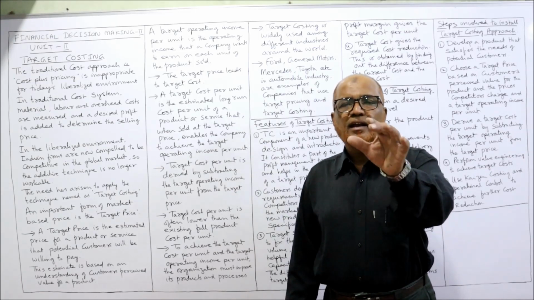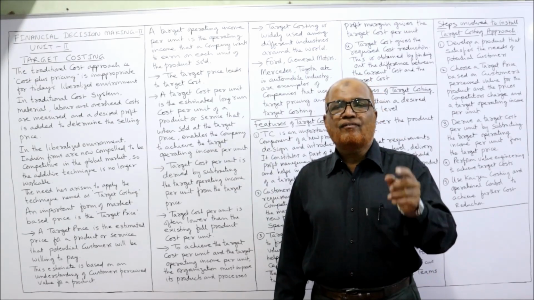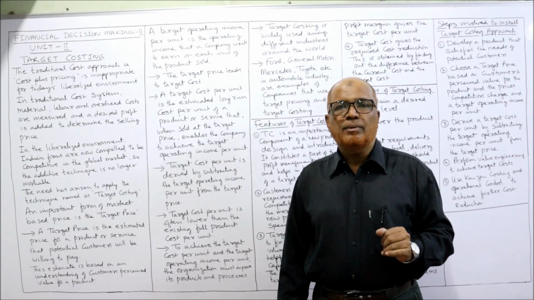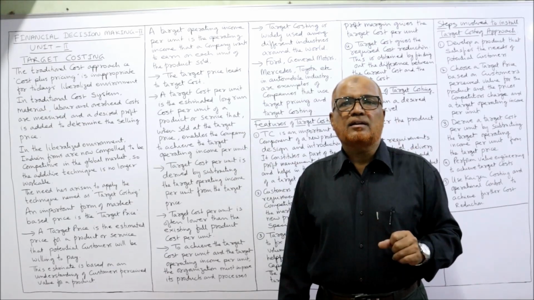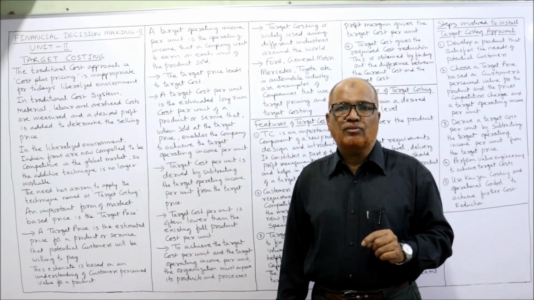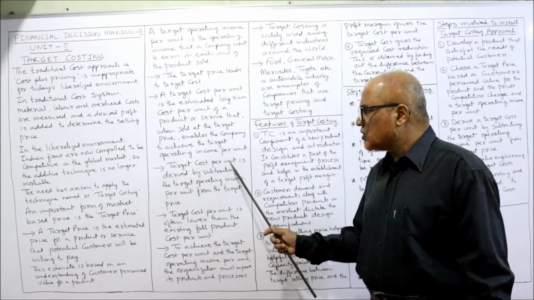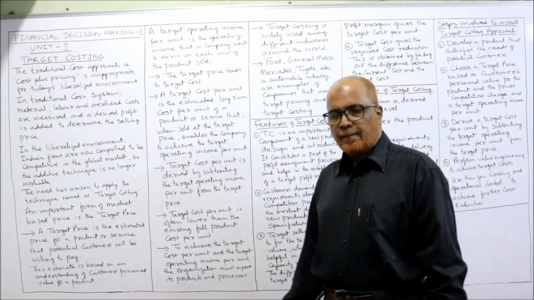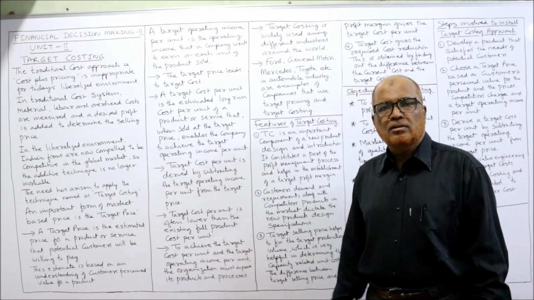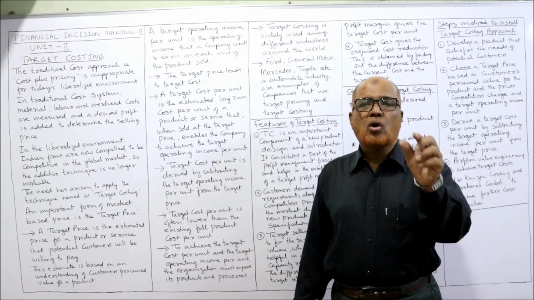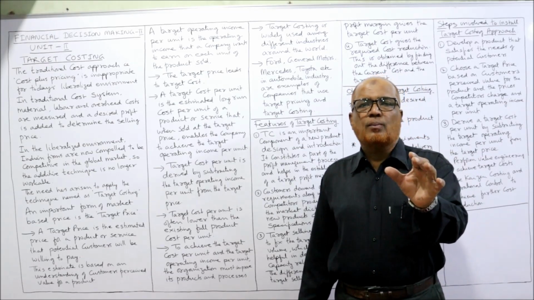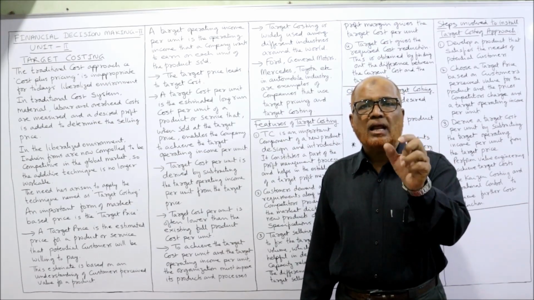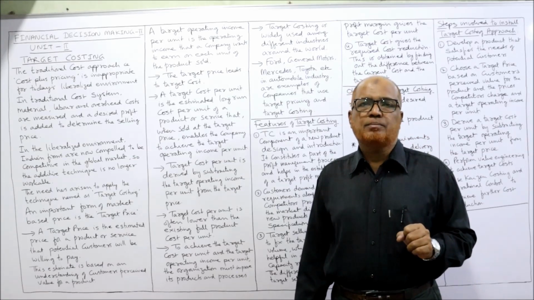So after finding out the target price, from the target price the company will deduct the operating income it wants to earn. Then we will get the target cost to be achieved. Now, target cost per unit is derived by subtracting the target operating income from the target price. So here, this is also very important: how to find out the target cost? The target cost is obtained by subtracting the operating income or target income from the target price.